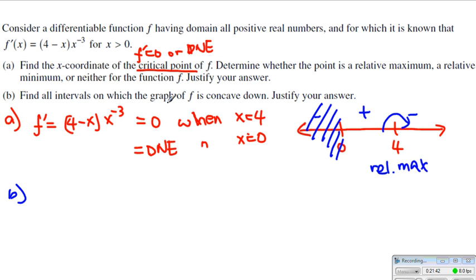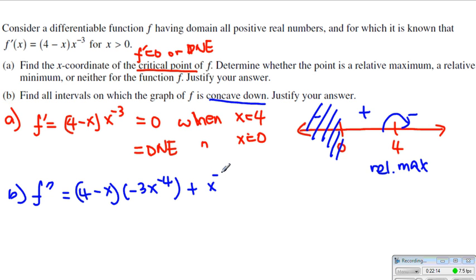All right, number B. Find all intervals in which the graph of f is concave down. Concavity is found by the second derivative, so we're going to take the derivative of this one more time. Then it becomes 4 minus x times the derivative of x to the negative 3, which becomes negative 3x to the negative 4th power, and then plus x to the negative 3 power times the derivative of 4 minus x, which is equal to -1.